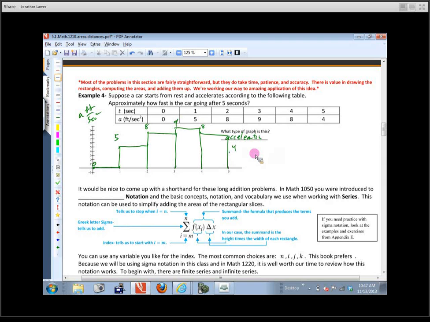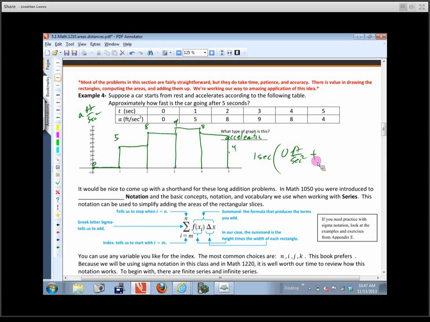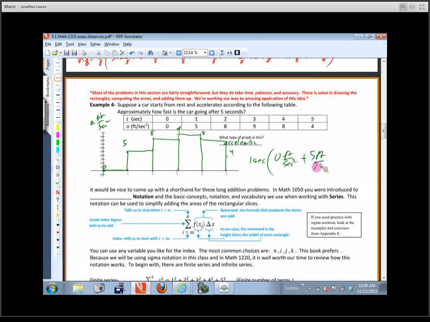Let's make this easy. How wide is every one of them? What's the width for each one? 1 second. What's the first value? 0 feet per second squared. Next one? 5 feet per second squared. Next one is 8. And again, I'm kind of belaboring the point here, writing down every one of those. And then the last one is 8.